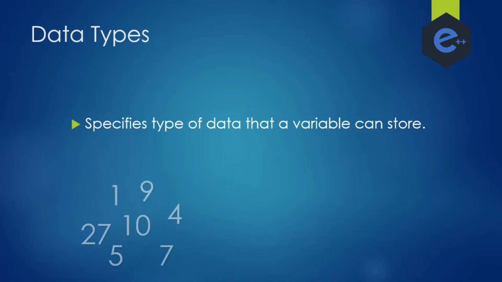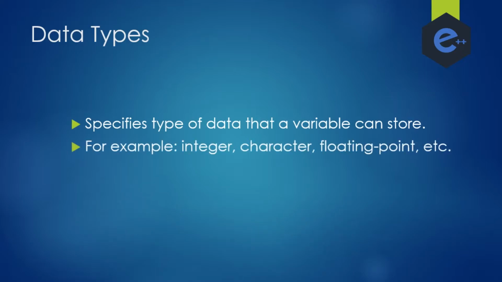Suppose we have a collection of numbers which does not include decimal numbers. So, here all numbers are of integer type. Thus, we can choose our data type as integer type. Other data types are integer, character, floating point, etc.